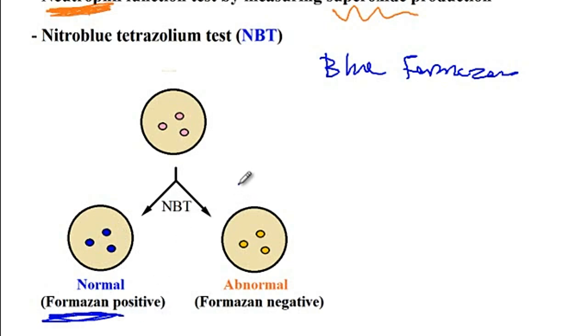However, in patients that have CGD, there won't be any superoxide radical formed, and thus there won't be any change in the color of the NBT. NBT is normally a yellow color, and so it stays yellow. This is an abnormal test where there are no formazan precipitates being formed. And that concludes the discussion of CGD and the mechanism through which the respiratory burst contributes to the destruction of pathogens.